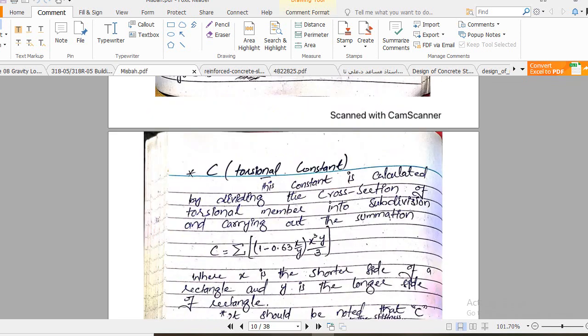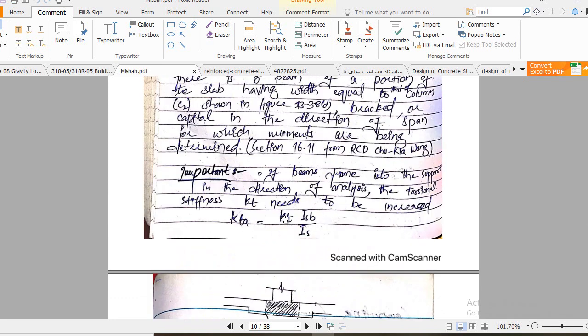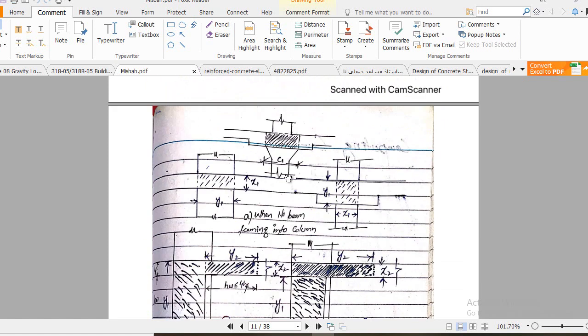Clear? You have to use then KTA, not KT, if there is any beam present in the direction of the analysis. Clear? This is C. How to calculate C?